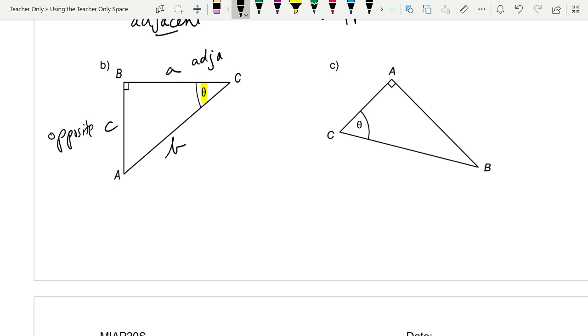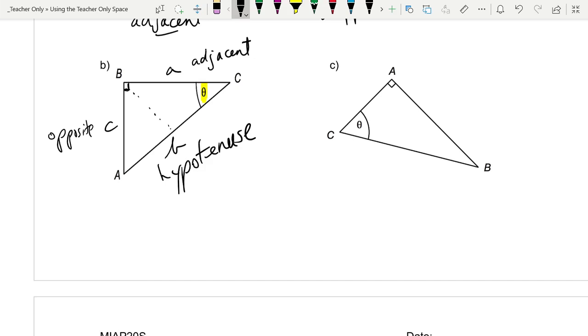So opposite here, adjacent here, and B is the hypotenuse. Another nice trick for never messing this up is to think of the right angle symbol like it's a little arrow that always points at the hypotenuse. I'm sure your grade 8 or 9 teacher probably pointed that out to you at some point.